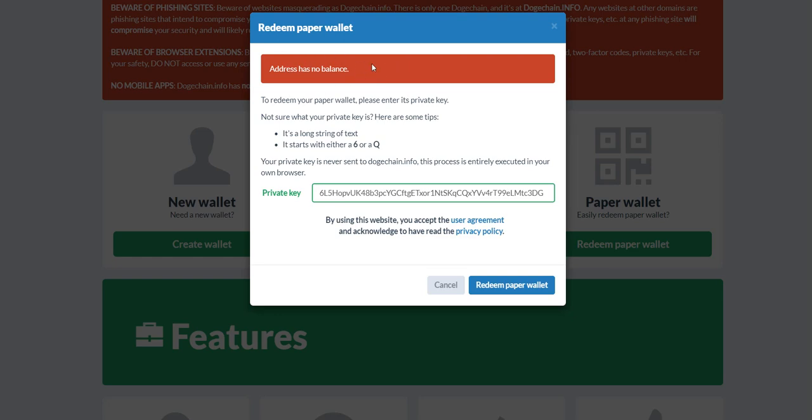If there was a balance, it would tell you the balance and then prompt you to remove or send those coins somewhere else. So that is the solution to the Doge Grid puzzle.